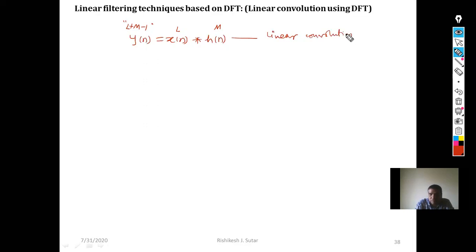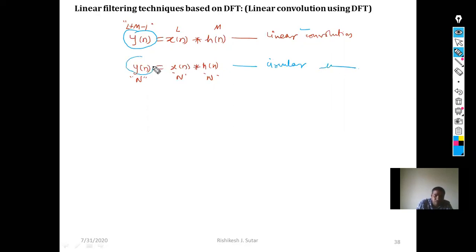This is the scenario in linear convolution. But if I go for circular convolution, I can write the same thing using the same signals. But suppose x of n has N samples and h of n has N samples, then ultimately y of n also has N samples. If we compare these two, the output I am getting using linear convolution and the output using circular convolution are not the same.